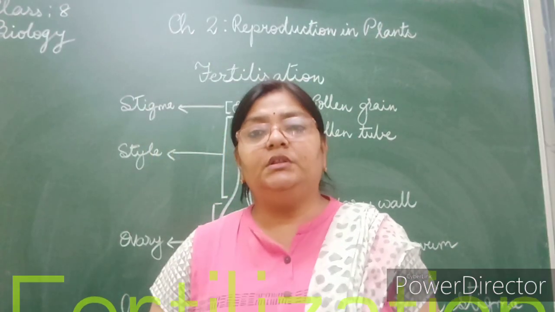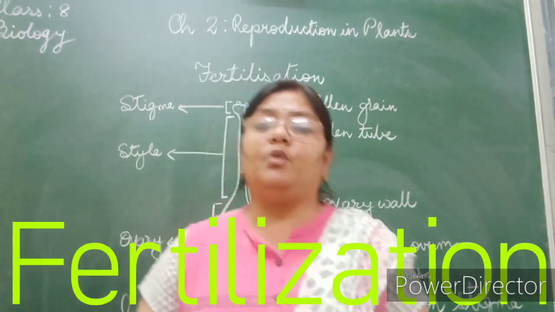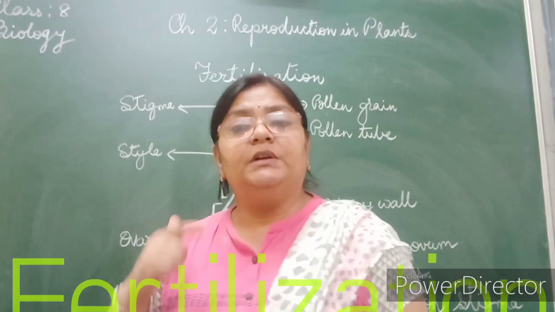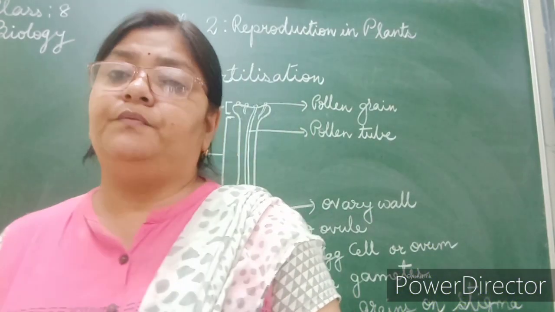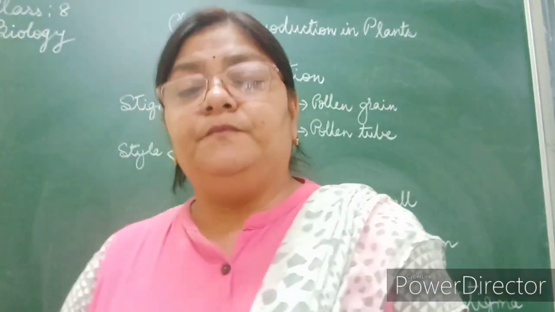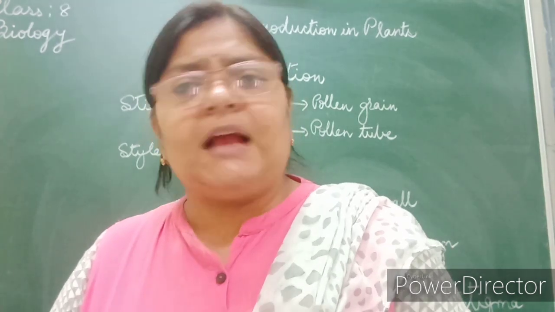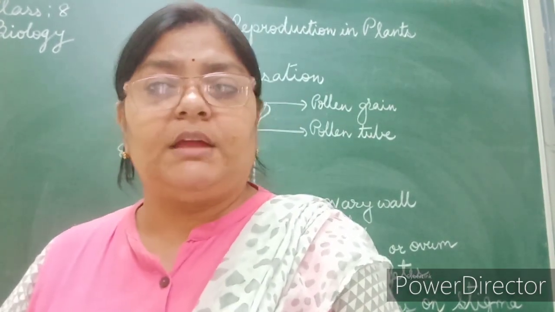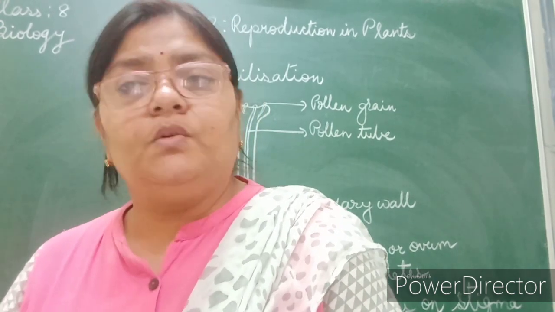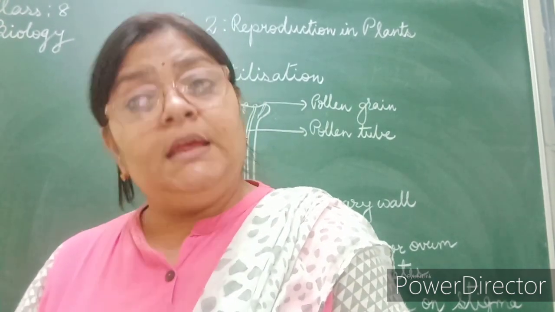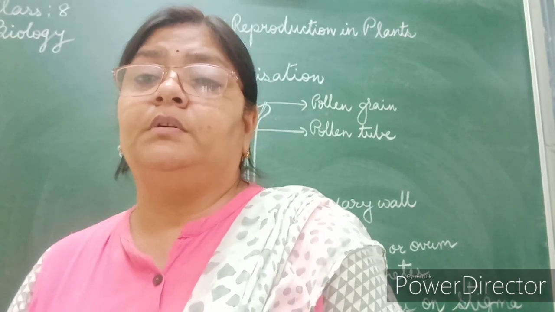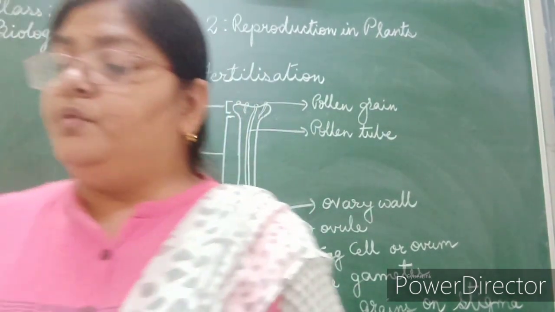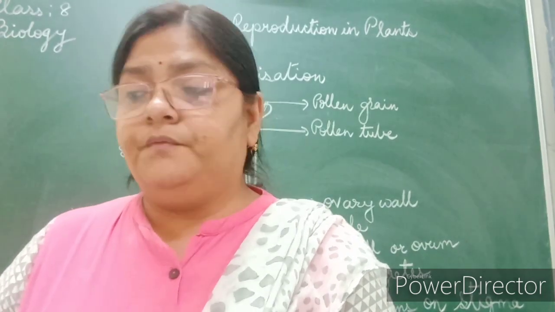After pollination, the next mechanism that is important for sexual reproduction is fertilization. Fertilization is the union or fusion of male and female gametes. Actually, the nuclei of these special reproductive cells called gametes fuse. Now the male gamete of a flower is the pollen grain. The ovule inside the ovary is the female gamete.